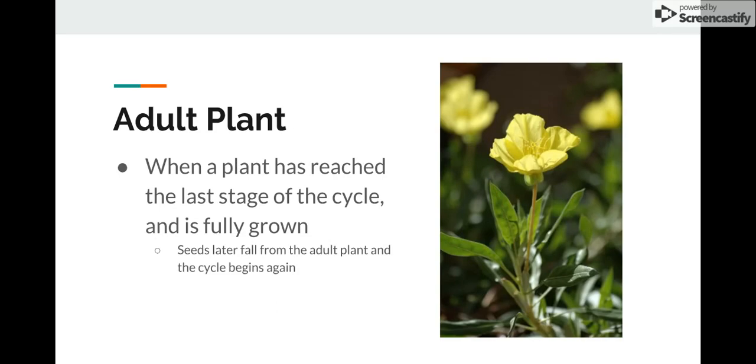Finally, we've reached our adult plant, and this is just when the plant has reached the last stage of the cycle and is fully grown. Seeds later fall from the adult plant, and the cycle begins again. So today we learned all about the plant life cycle.